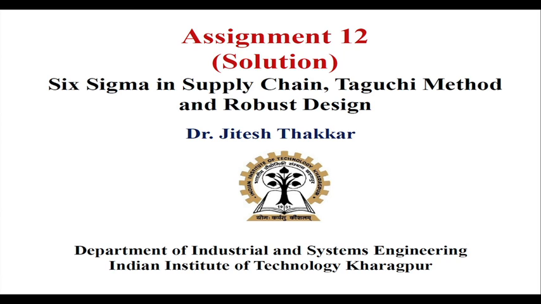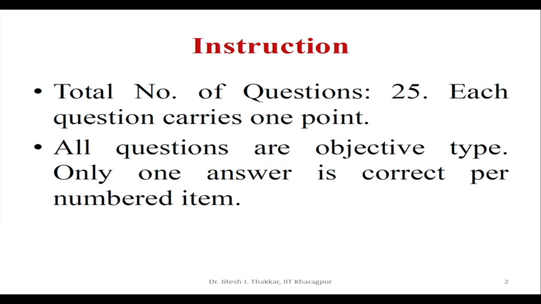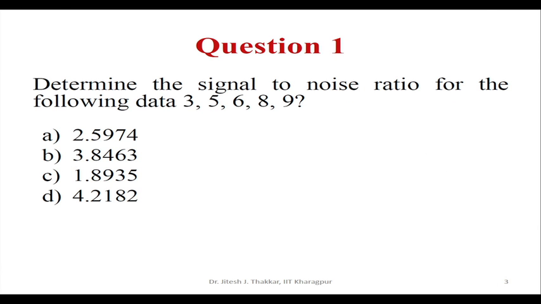You must have attended the questions on Six Sigma in supply chain, Taguchi method and robust design, and these were some of the interesting topics that we consider as a part of quality engineering, and you must have tried the solutions. So, like all other assignments, there were 25 questions. Each question carried 1 point, and we had all the objective type questions. Only one answer per question is correct.